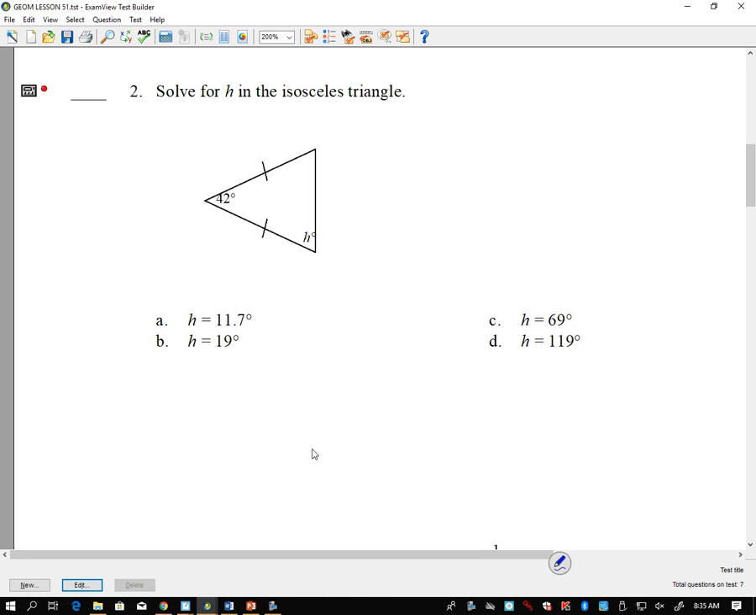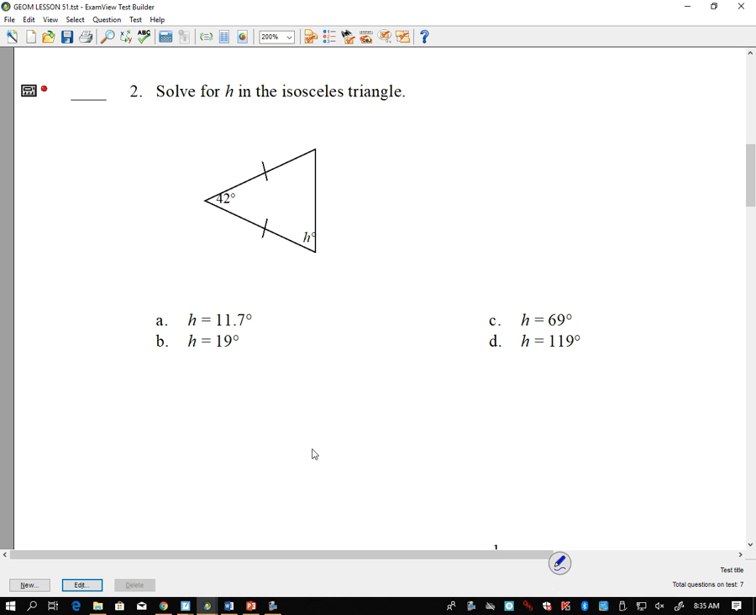Maddie? 42 degrees. All right. Which makes H what kind of angle in an isosceles triangle? There's a vertex angle, and then there are two base angles. What do we know about the base angles of an isosceles triangle? They're congruent to each other, right? They're equal to each other.